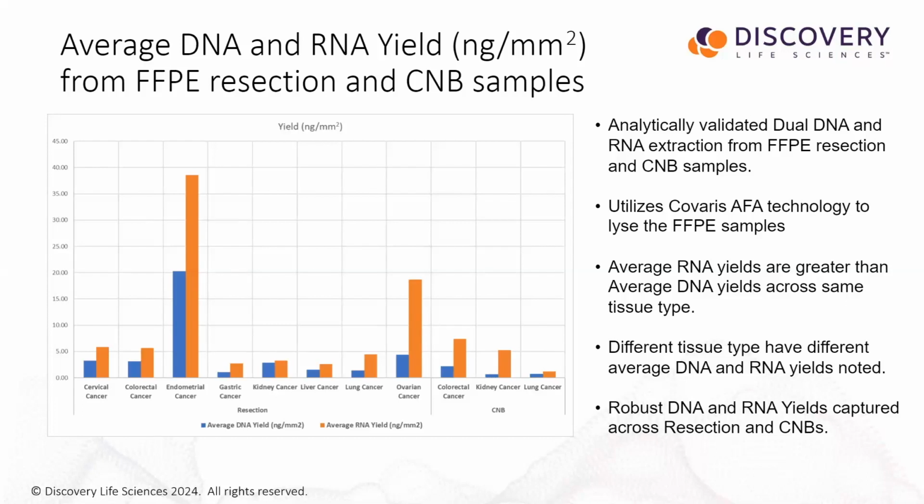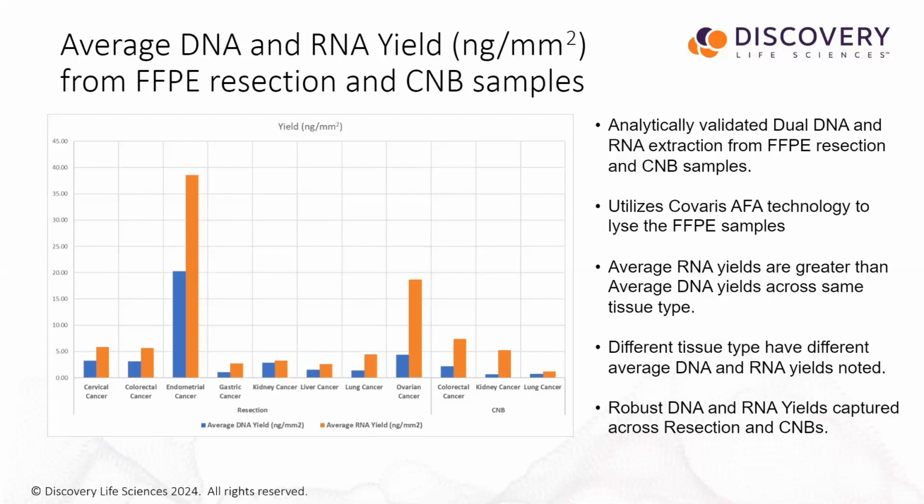As you can see here, the average RNA yields are always greater than the DNA yields of the same tissue types. And it's a very known fact that RNA is a dynamic molecule, and thus the content is higher. So, we are expected to get higher RNA yields from the DNA yields. Different tissue types have different average DNA and RNA yields, as noted.